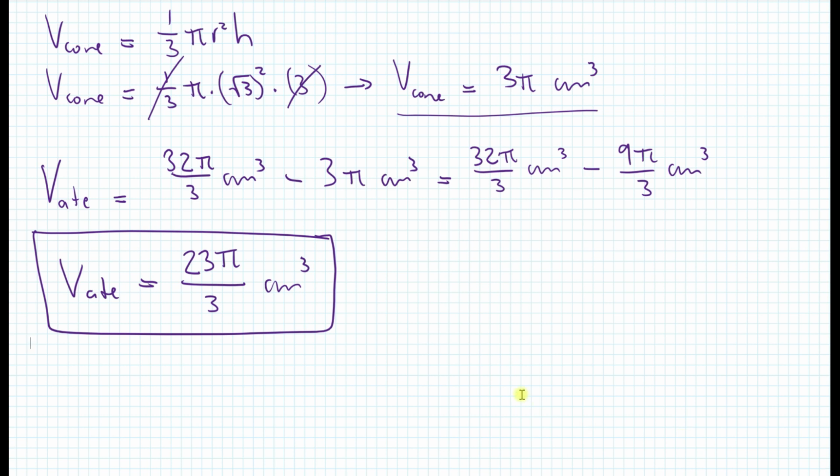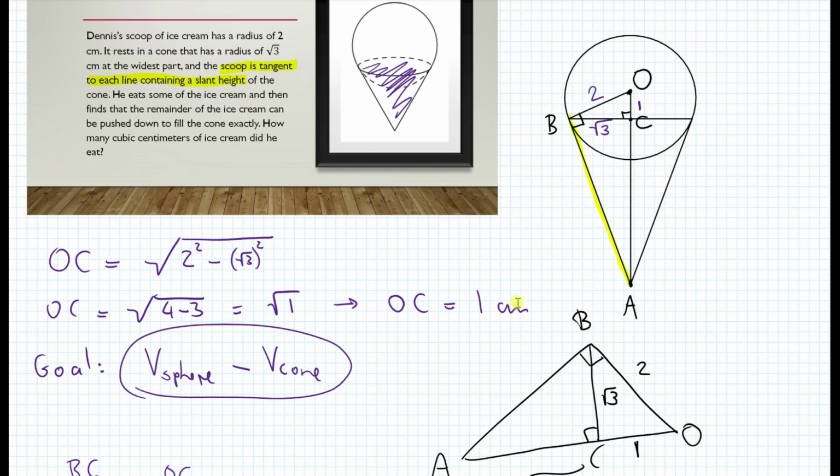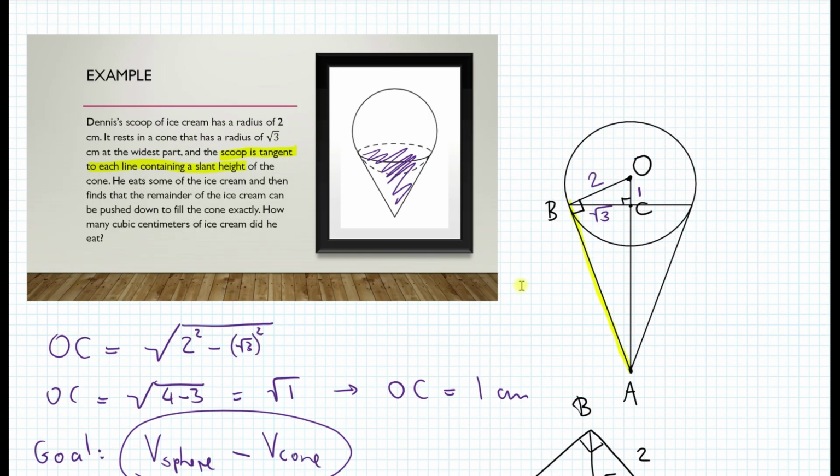It is always preferred that you leave your answers exact in terms of pi and also as a simplified fraction. So this is basically today's lesson on how to deal with combined solids, how to find the volume and surface areas.